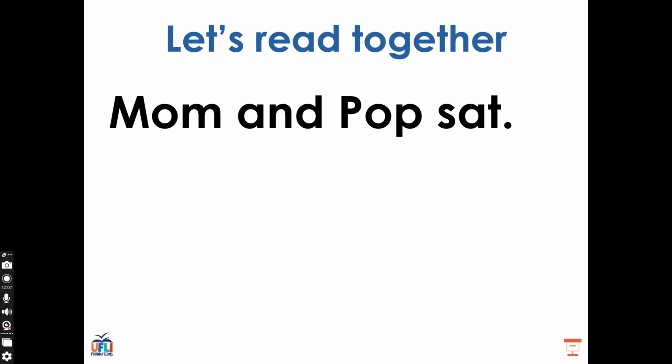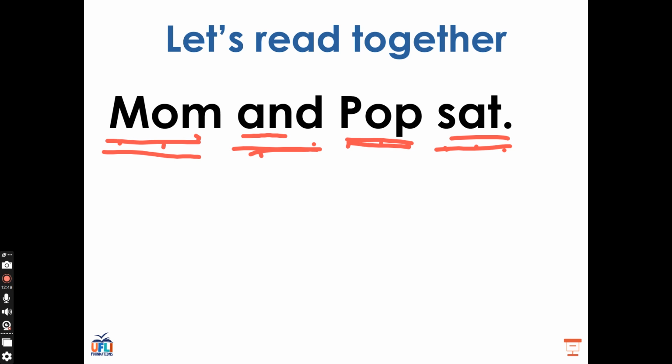Now let's take a look at this sentence. All of the words in this sentence are words we can sound out, but I do see again that an pattern, which will help us as we're sounding out. So let's start at the beginning. Mom, and, mom and pop, mom and pop sat. Let's read together. Mom and pop sat. Well done.